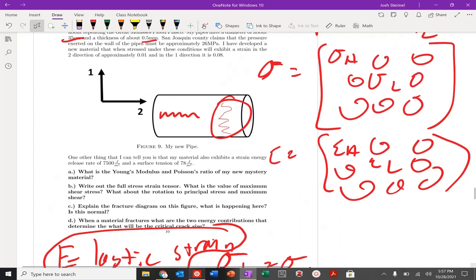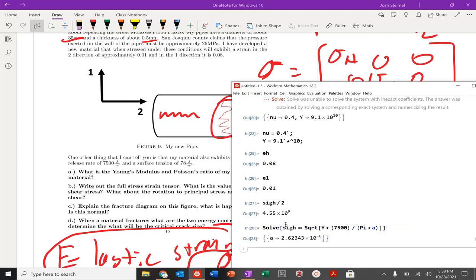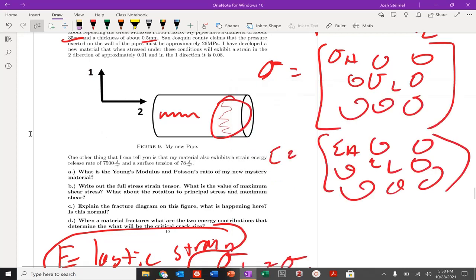I'm given that energy release rate value, so I'm just going to solve that: sigma H set equal to the square root of my Y times my G, which is 7,500. Luckily, I'm already in units that cancel out, divided by my pi times my a. Then solve this, and that's a pretty big crack size, 2 micrometers. It's a decent size.